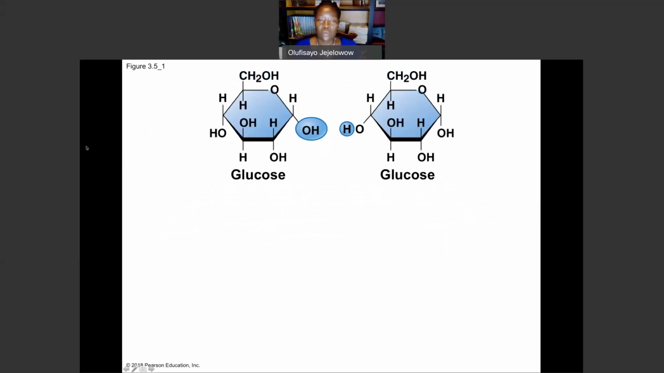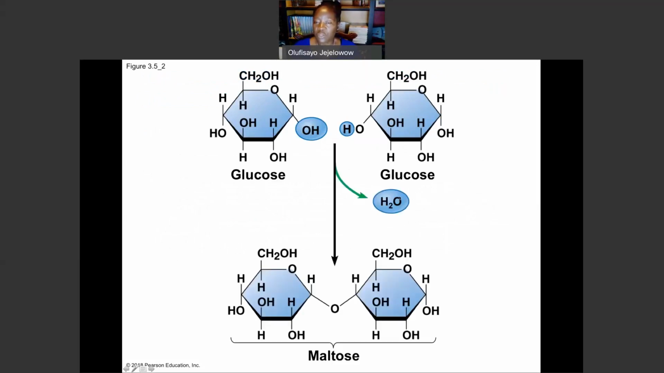So when one glucose molecule bonds with another glucose molecule by dehydration reaction, one glucose molecule will give OH and the other gives H. That becomes water in a dehydration synthesis. So the water goes away. The two molecules of glucose join together and they form the disaccharide maltose. So glucose plus glucose forms maltose.